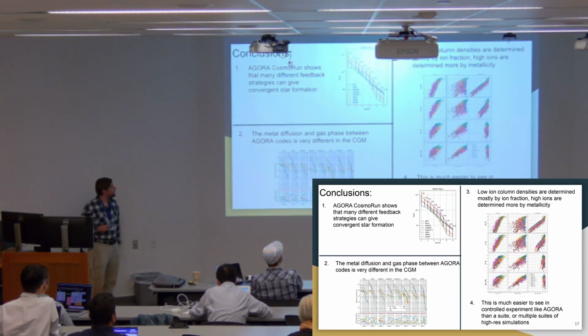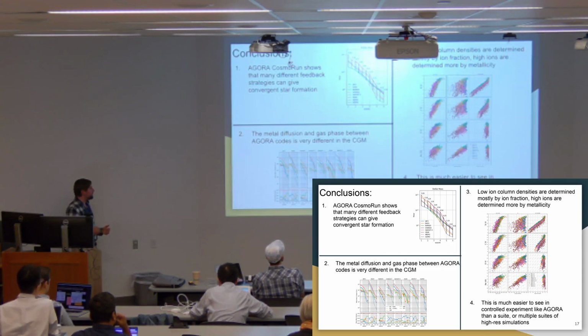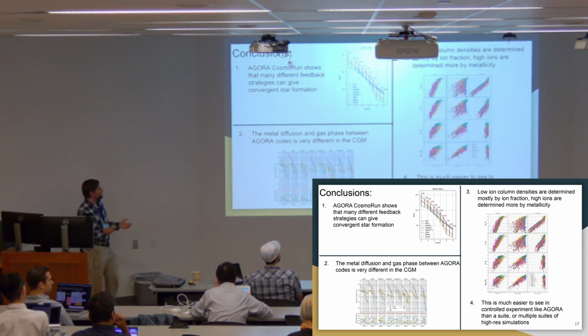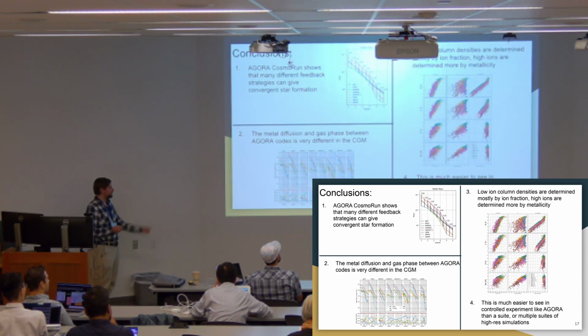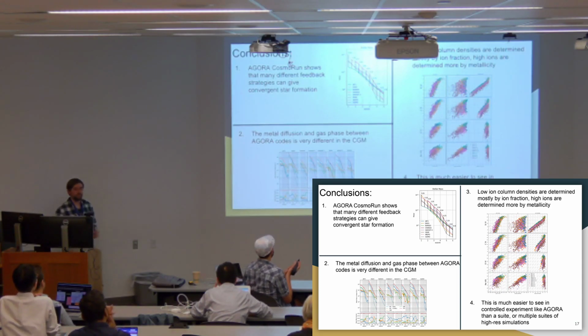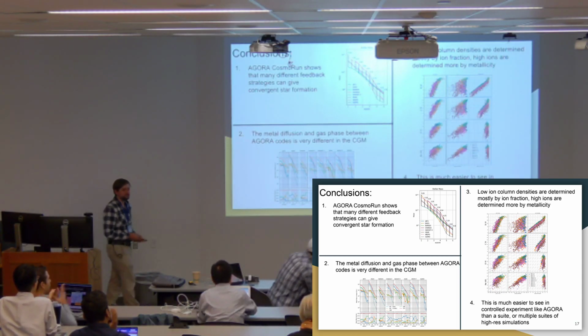So that's my conclusion here. We have all these different feedback strategies that can converge in star formation, but they can be very divergent in the distribution of metals. However, we can use that. We can use the fact that these are divergent in distribution of metals to determine that maybe metallicity actually is determining some variables where ion fraction determines other ones. So that's my talk, and thank you for your attention.